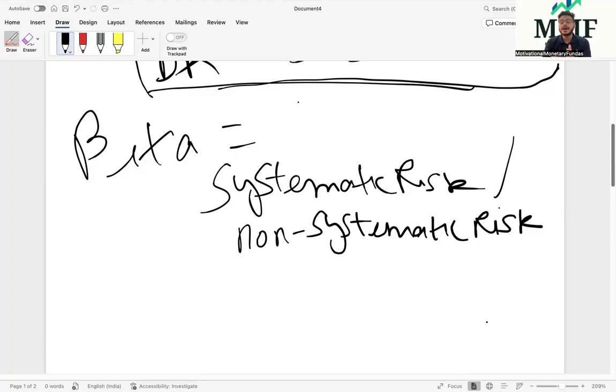So the risk that you can diversify by stock selection or by allocations into the right asset class, how much should go into equity, how much into fixed income, which stocks to choose. That is the non-systematic risk, or the diversifiable risk.